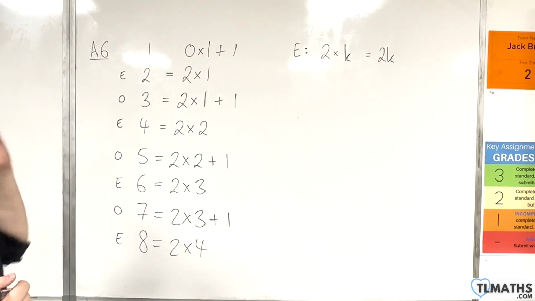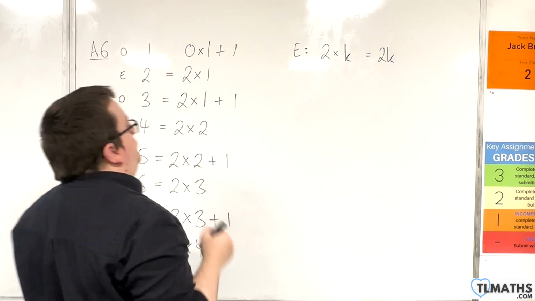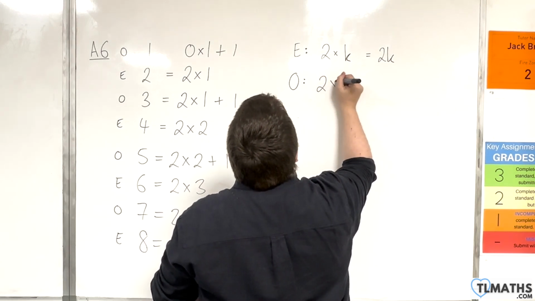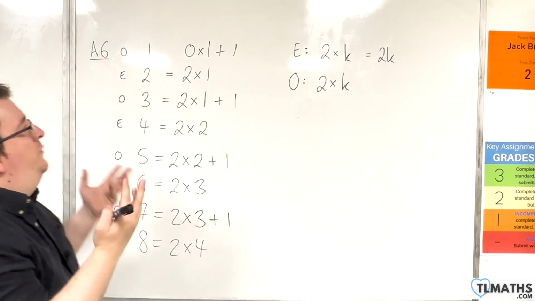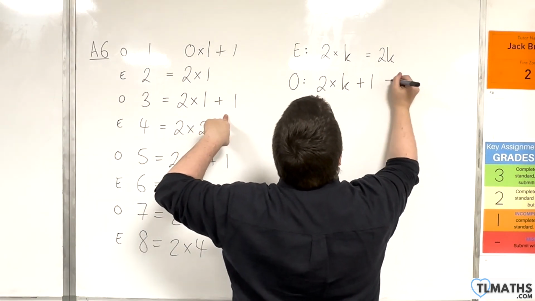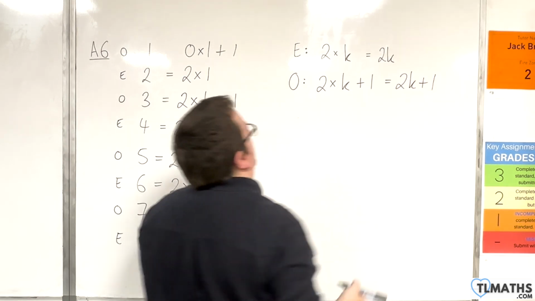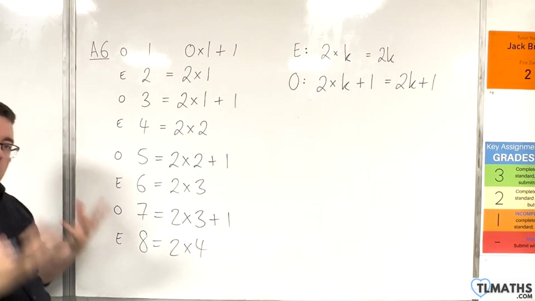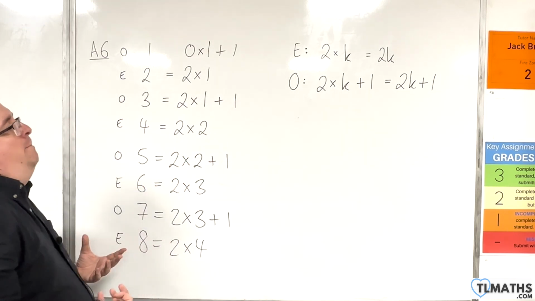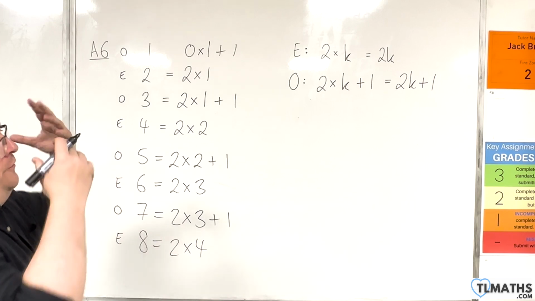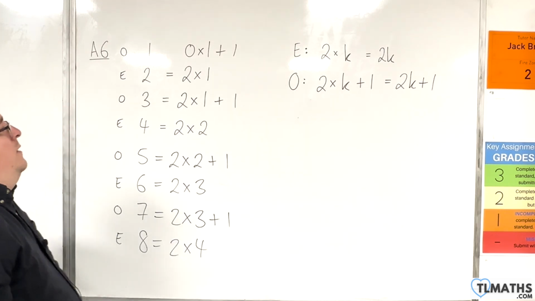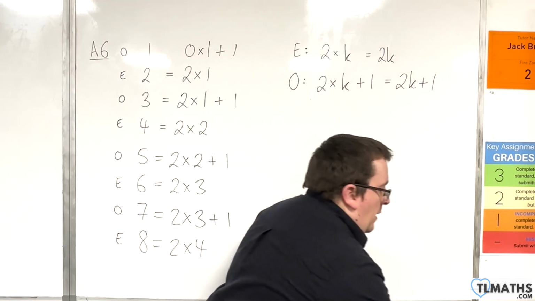Okay? In each of these cases, for an odd number, I can write them as 2 times some integer, plus 1. So 2k plus 1. And if I was working with another integer, I could have 2l plus 1 or 2n plus 1. But the very nature is that we know that that's even and that's odd. Now, we didn't have to write them that way round.